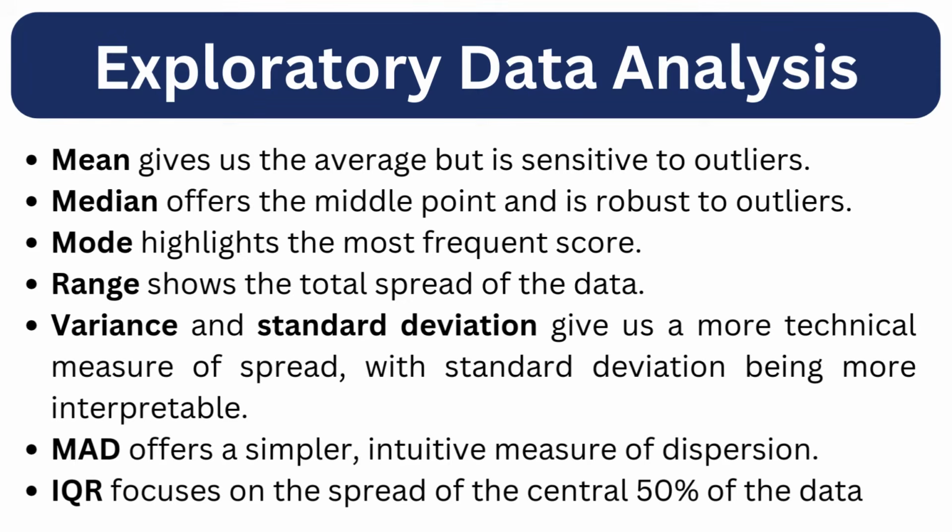Mean absolute deviation offers a simpler, intuitive measure of dispersion. And IQR focuses on the spread of the central 50% of the data. Each of these measures tells us something different about our data, and understanding when to use each one is the key in the data analysis.